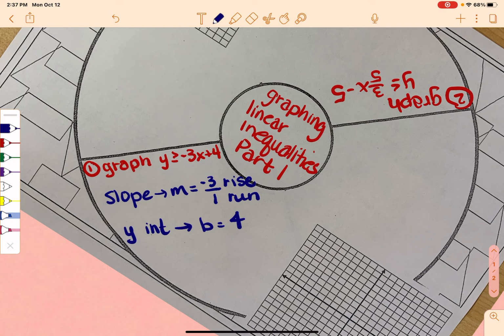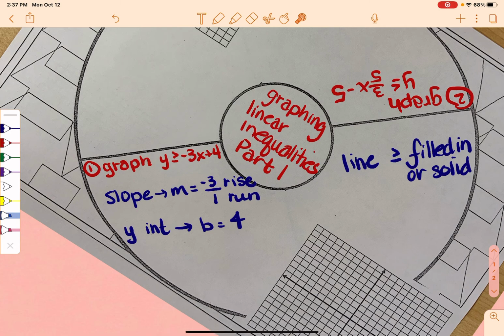Now I need to think about my line. So my line is based on the inequality. So I have that inequality, which means it's going to be a filled in or a solid line. Now the reason I know that is because it has that equal to underneath it. Now when I start to talk about shading, again that's based on the inequality. So if it's greater than or equal to, that means I'm going to be shading above.